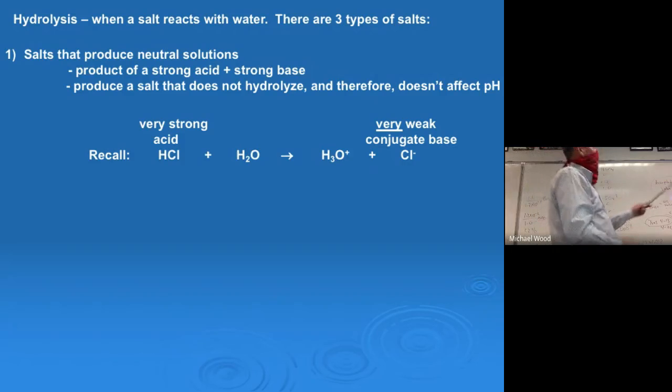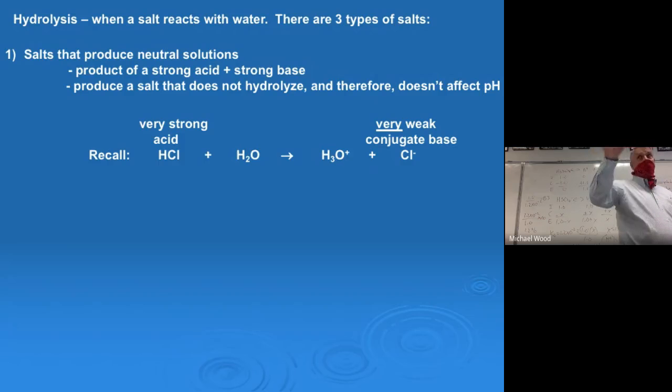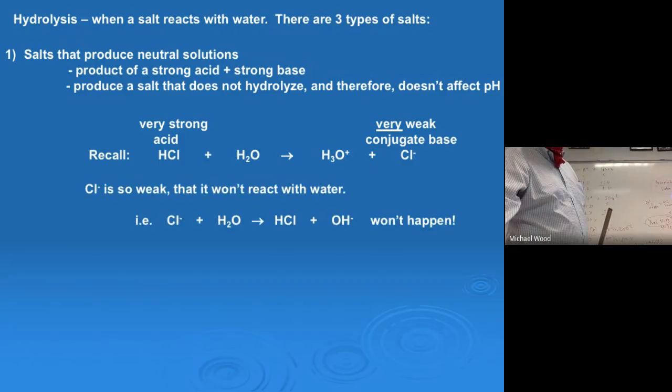So salts that produce neutral solutions are the product of a strong acid and a strong base. So these are neutral solutions, meaning they're neither acidic nor basic. And it kind of makes sense. If we mix a strong acid with a strong base, they would neutralize each other just like we did in the first step of the titration. It produces a salt that does not hydrolyze and therefore doesn't affect the pH. Like here, HCl, its conjugate base is Cl minus, which is a weak base. It's a weaker base than water.